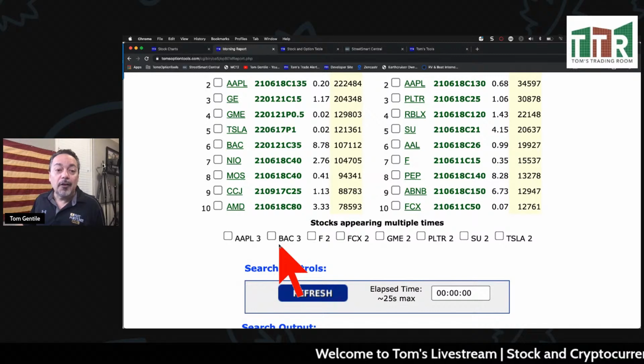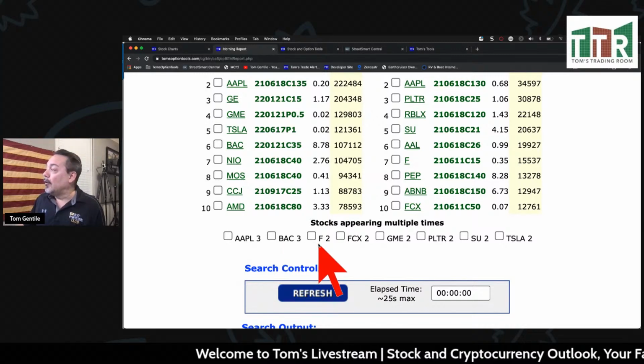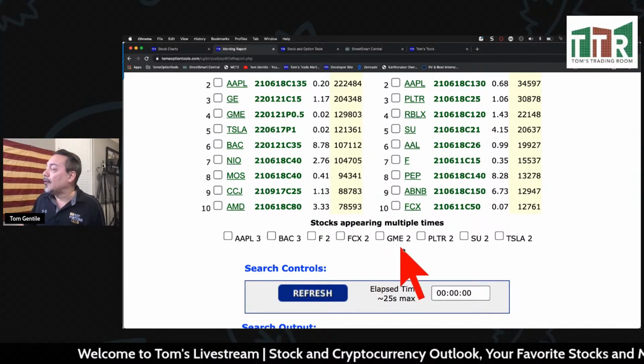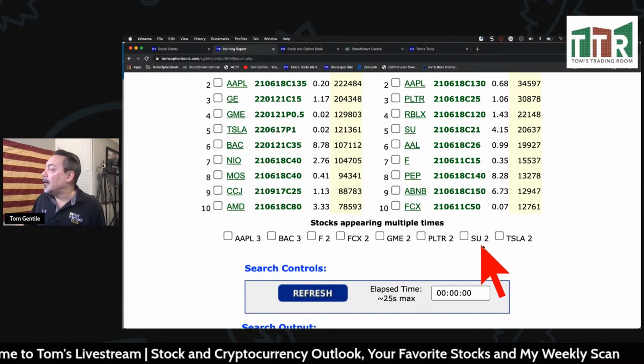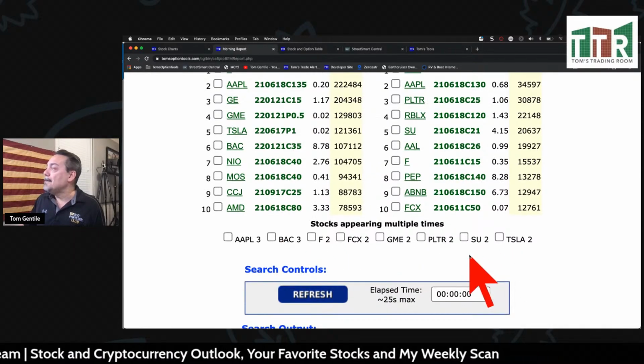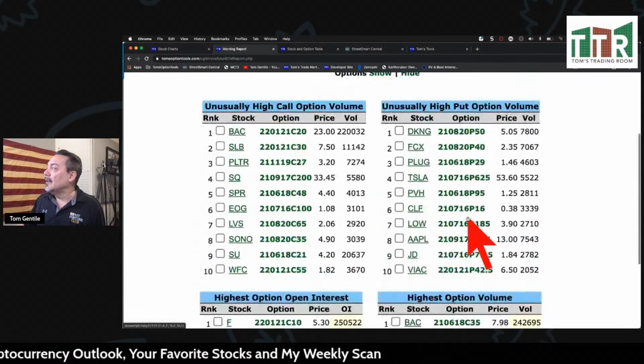Bank of America is in 3 of those buttons. Ford is in 2. FCX in 2. GameStop, Planetaire, Sun Energy, and Tesla. They are appearing in multiple lists.